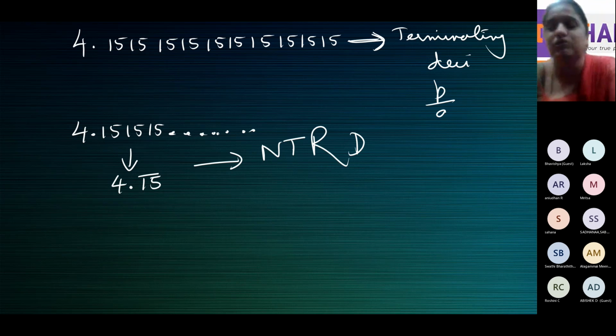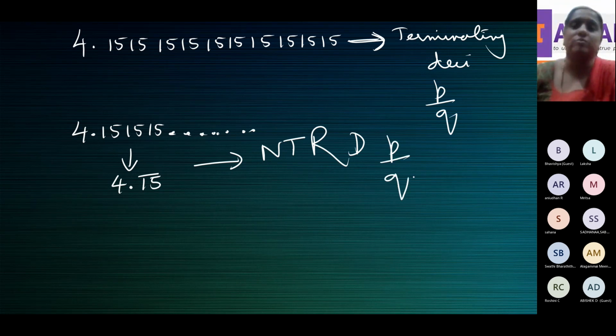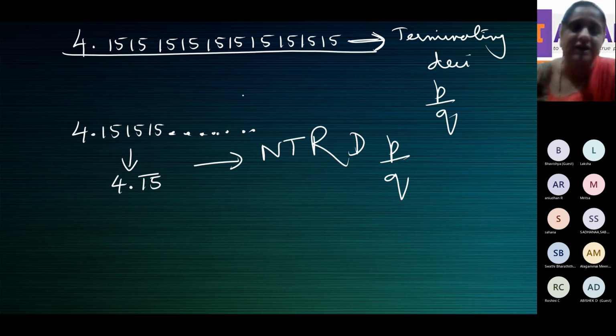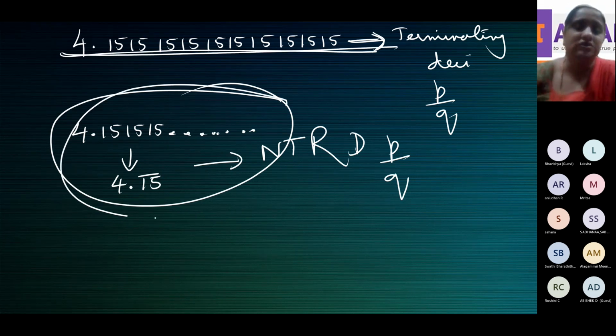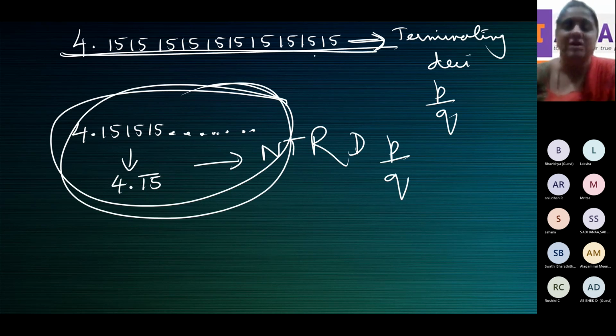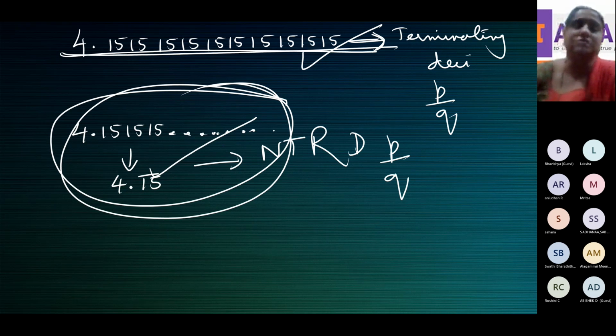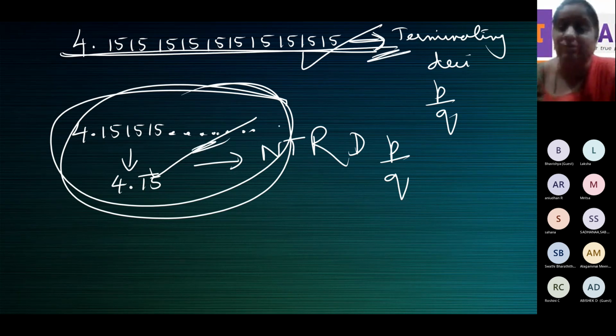But both have a P by Q form. The P by Q form of this one is different from the P by Q form of this one. They're not the same, but both have a P by Q form, because this is terminating and this is non-terminating repeating. Both are rational numbers.